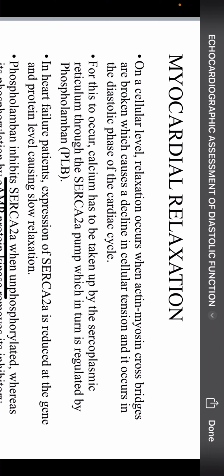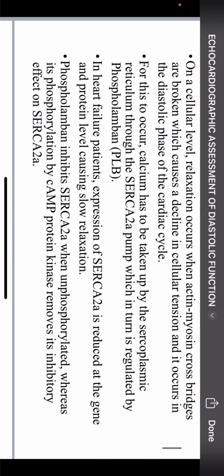If SERCA is not there, calcium is going to stay in the cytoplasm. So some cells will relax because some calcium is taken back, but others will stay contracted because calcium is still there. So the effect is not a completely relaxed myocardium. It is a bit stiff and a bit flaccid. That does not favor full relaxation, and thus it causes diastolic dysfunction.